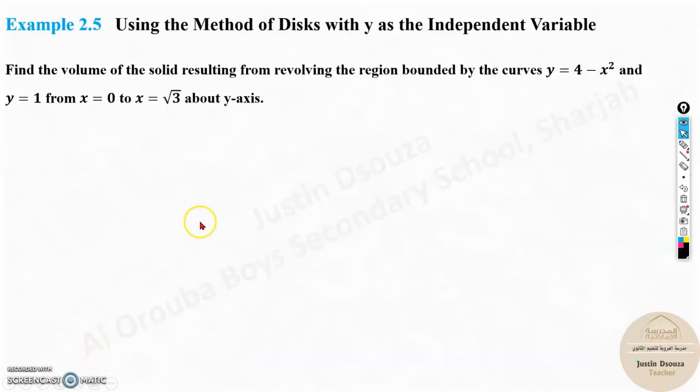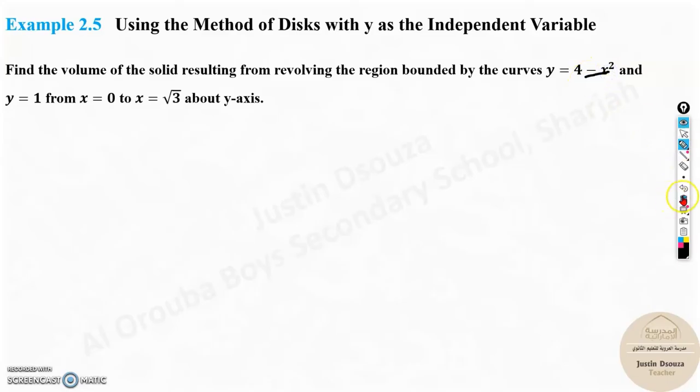So we will do the next problem as well. Find the volume of the solid resulting from revolving the region bounded by the curves y equals 4 minus x squared and y is equal to 1 from x is equal to 0 to x is equal to root 3 about y-axis. So now if we see this, it's what?